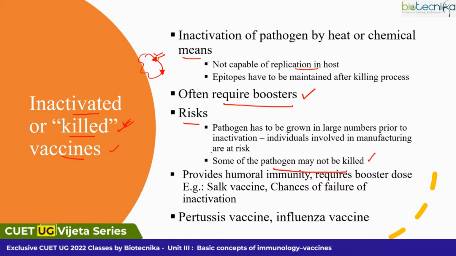But another important point here is that it provides humoral immunity. Why humoral immunity? Basically the B cells will get activated here. The examples are the Salk vaccine, the influenza vaccine, and the pertussis vaccine. The Salk vaccine was made against polio. Salk and Sabin, two types were made, and with Salk there was a chance of failure of inactivation also, so certain failures were observed with this vaccine.